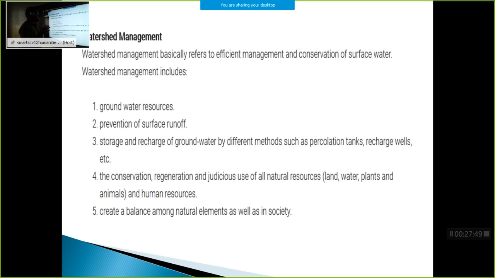Okay, you have a case study in your textbook. After the class you have to read that case study, which will help you understand the watershed development that was practiced. You can see there is a case study.